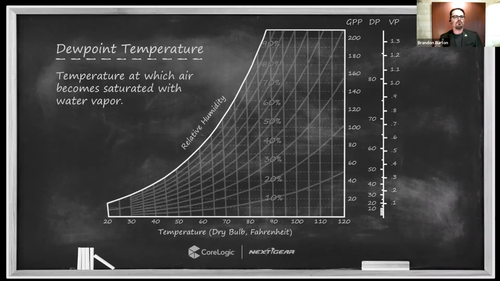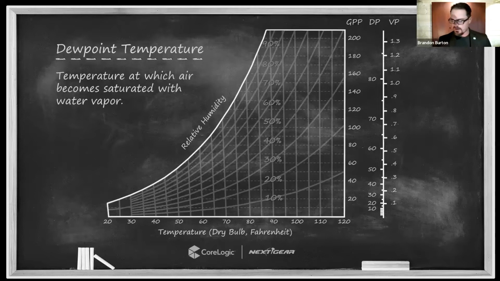So dew point temperature is the temperature at which, this is the literal definition, air becomes saturated with water vapor, right? The temperature at which air becomes saturated with water vapor. It's a little bit of a mouthful, can be kind of difficult to understand at first, but that definition is going to make a lot more sense once we analyze it on the psychrometric chart here for a second.